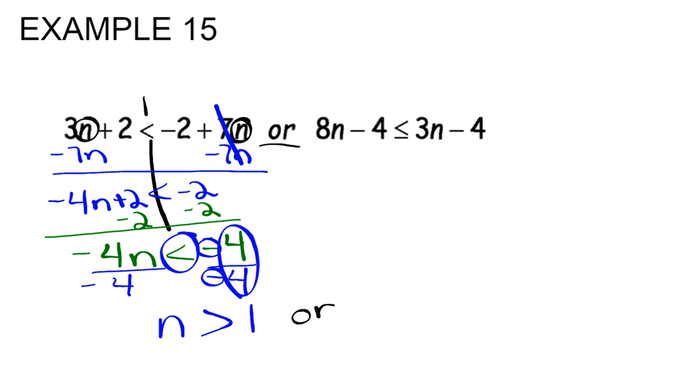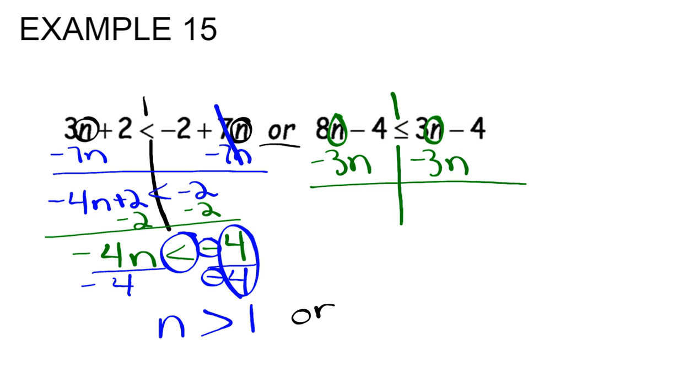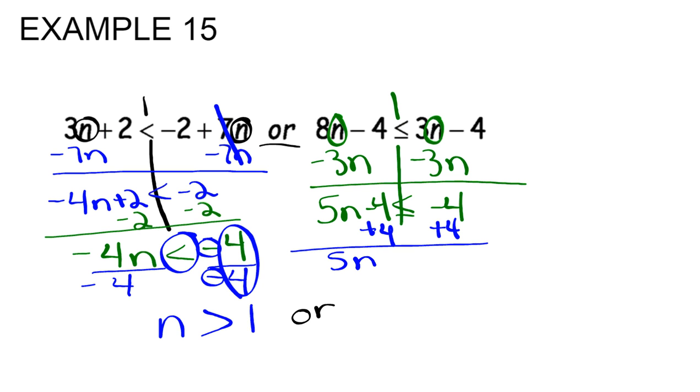For our second inequality, again, we notice that we have variables on both sides. So I'm going to move 3n to the left. I'm going to do that by subtracting it. That's going to give me 5n minus 4 is less than or equal to negative 4. We're then going to add 4 to both sides of the inequality. That's going to give us 5n is less than or equal to 0.